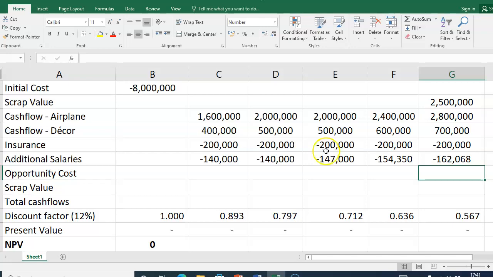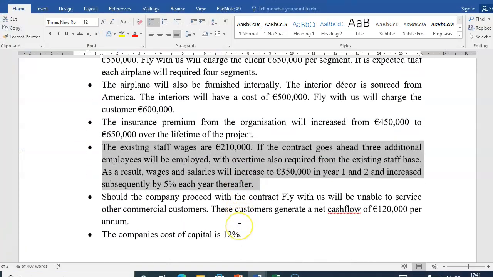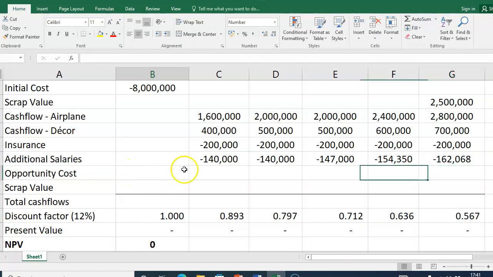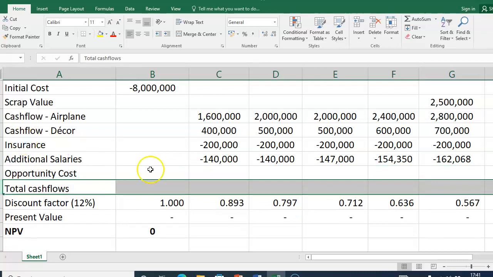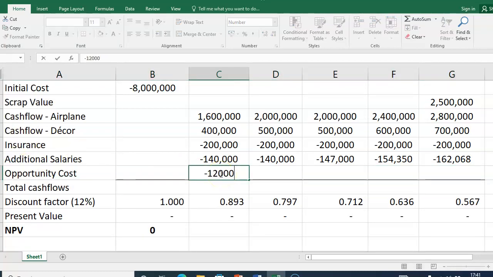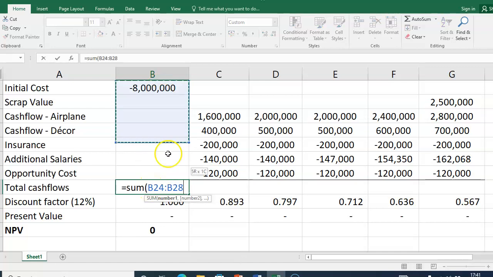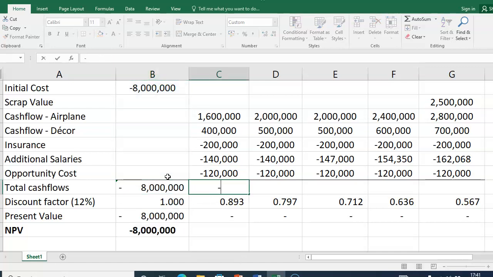So back to the Word document again. If we go back here, the next bullet point: should the company proceed with the contract with Fly With Us, it will be unable to service other commercial customers. These customers generate a net cash flow of 120,000 per annum. So that's an opportunity cost that we must include. We're going to have the opportunity cost of 120,000 in each of the years. So that's money that's foregone. We can then calculate our total cash flows just like previously, so it's just a sum in each of the years.